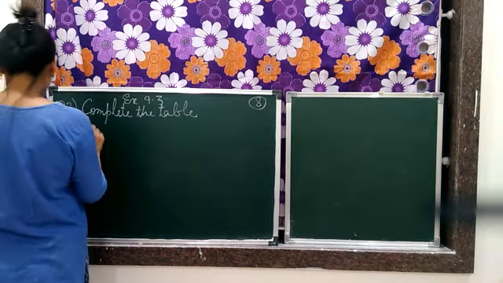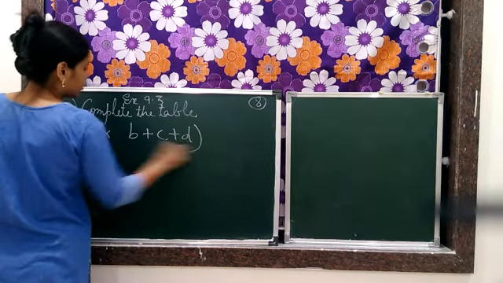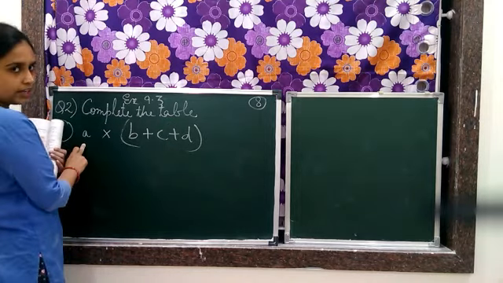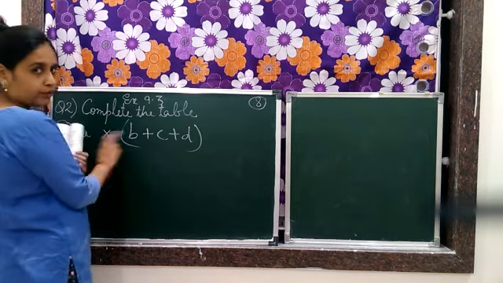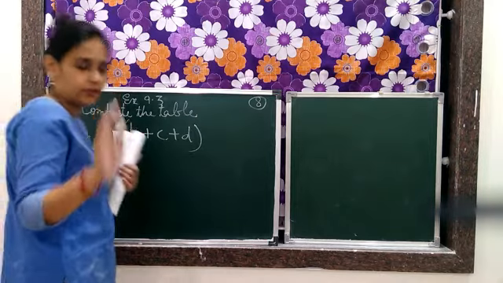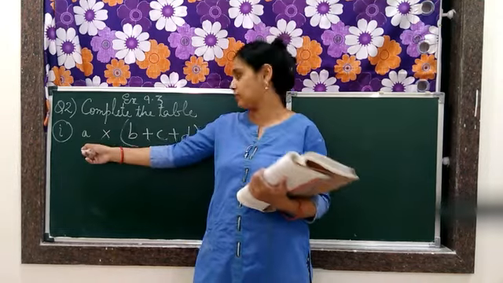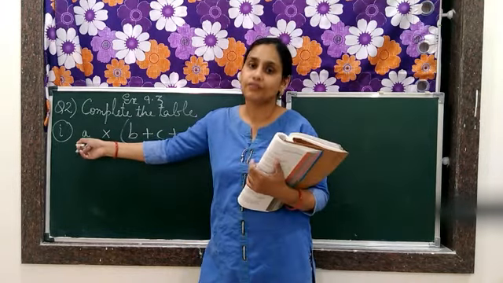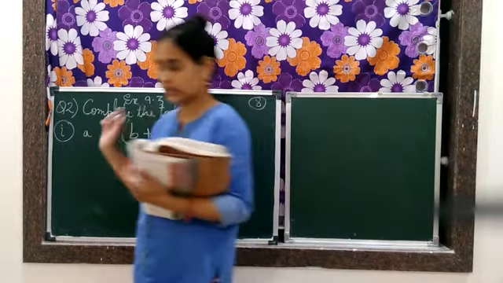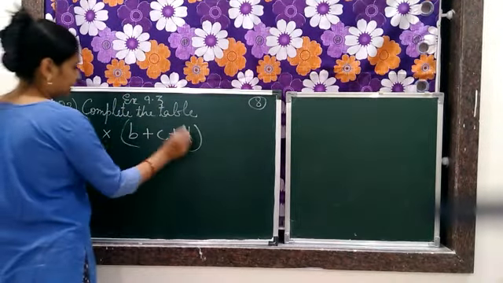So the first one, a into b plus c plus d. The same way of multiplying: the first term is multiplied. All the expressions are multiplications of a monomial to all the terms of a trinomial. A monomial has only one term, so the term of the monomial is multiplied to all the three terms of a trinomial. Same rule we are going to follow. So a will be multiplied to b, then a will be multiplied to c, and a will be multiplied to d.